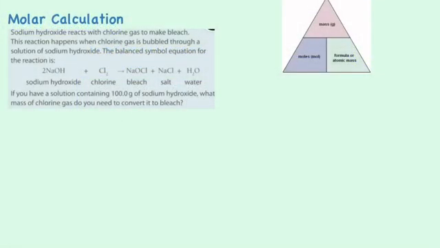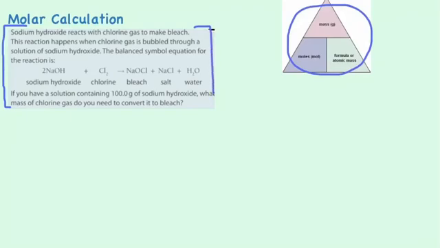Okay, so up until now we talked about some pretty simple molar calculations, just stringing these 3 ideas together, but now we're going to talk about a typical exam style molar calculation, which we're going to work through together. So here's the example. Sodium hydroxide reacts with chlorine gas to make bleach, and they've given us the balanced symbol equation, which is very useful. Now the question asks, if you have a solution containing 100 grams of sodium hydroxide, what mass of chlorine gas do you need to convert it into bleach?